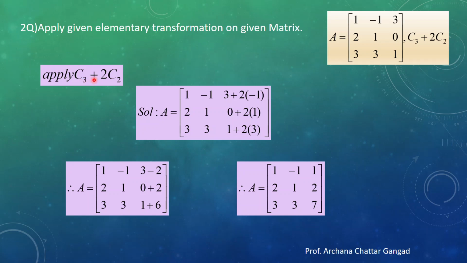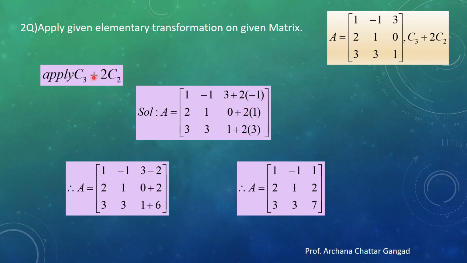So C3 plus C3 की फर्स्ट वैल्यू है 3. So 3 plus what is given? 2 times, so 2 into C2. C2 is what? C2 is minus 1. So 3 plus 2 times minus 1. So this is the way to write it.